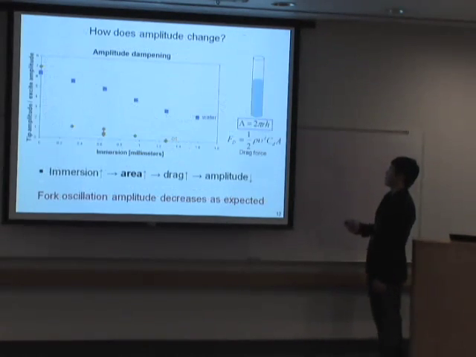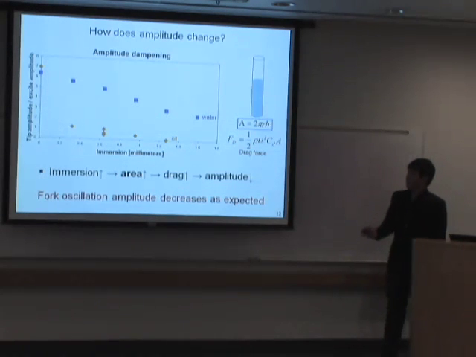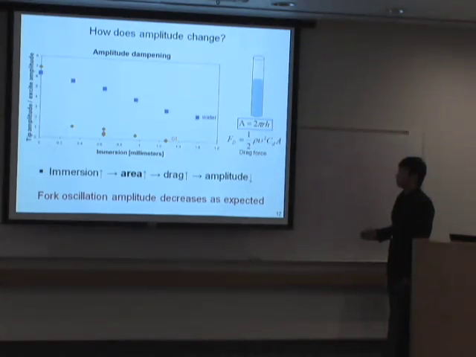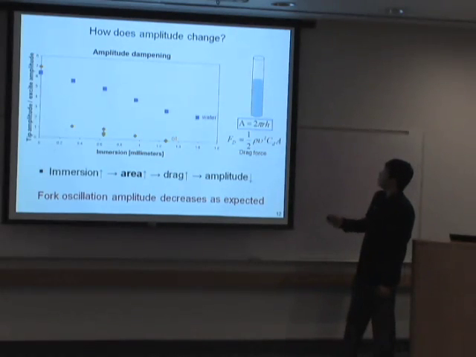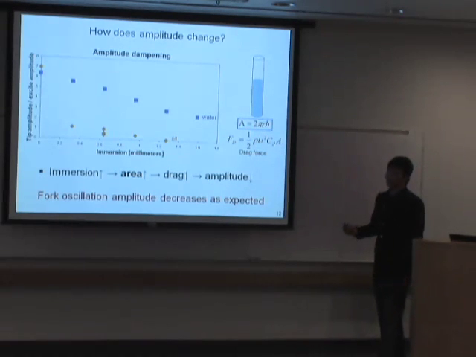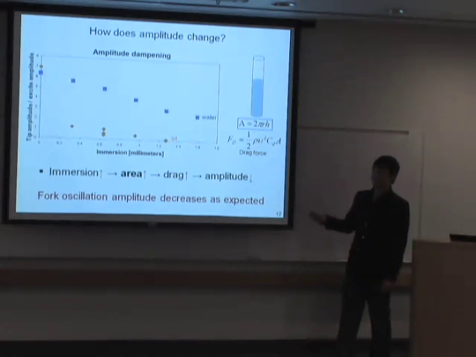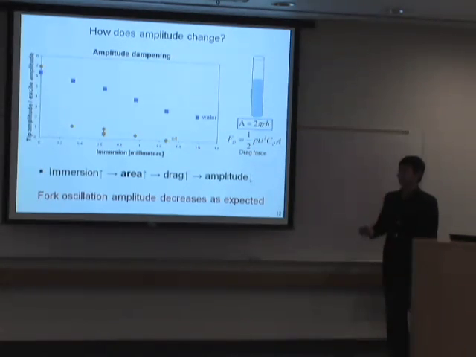So the second thing we looked at is amplitude. And the amplitude drops in both water and oil because as the immersion increases, the area of immersion also increases, and this increases the drag here, with area being right here, and it decreases the amplitude. And yes, this also agrees with our expectations, and this is good.